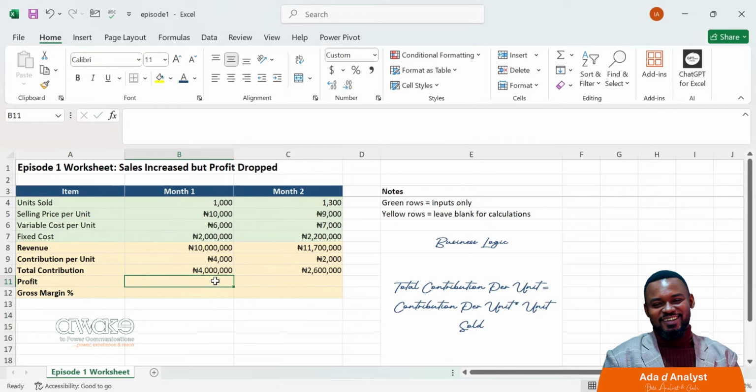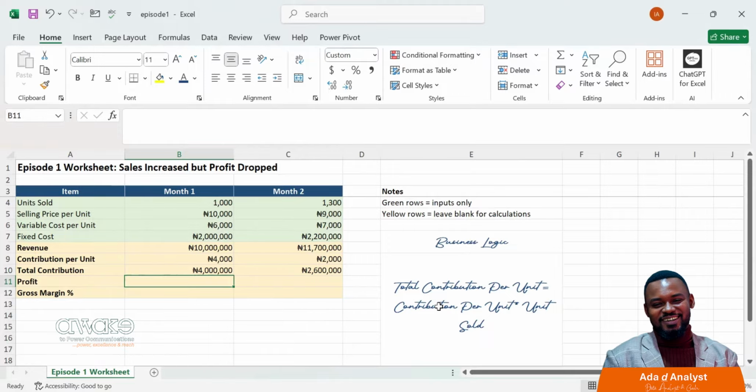So now let us look at the calculation for profit. Before we do, let us remind ourselves what profit means. The profit is the amount left after both direct costs and fixed costs have been removed. We use variable costs here as our direct cost, and fixed cost is our fixed cost. So when we take away variable cost and fixed cost, what is left from revenue will be what? Our profit.